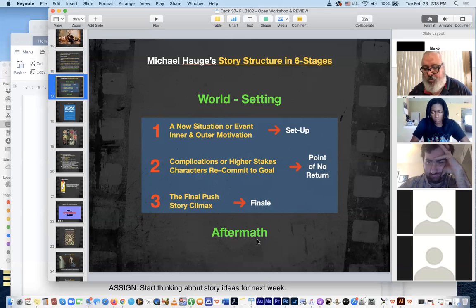And then the aftermath is what it is, right? And the world before the story began is what it is. So hopefully that simplified Michael Hauge's point of view of 6 stages of story development.